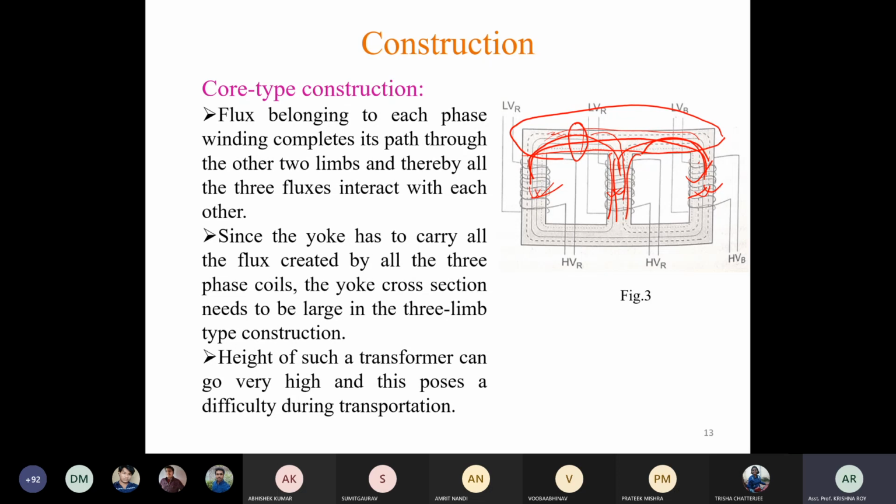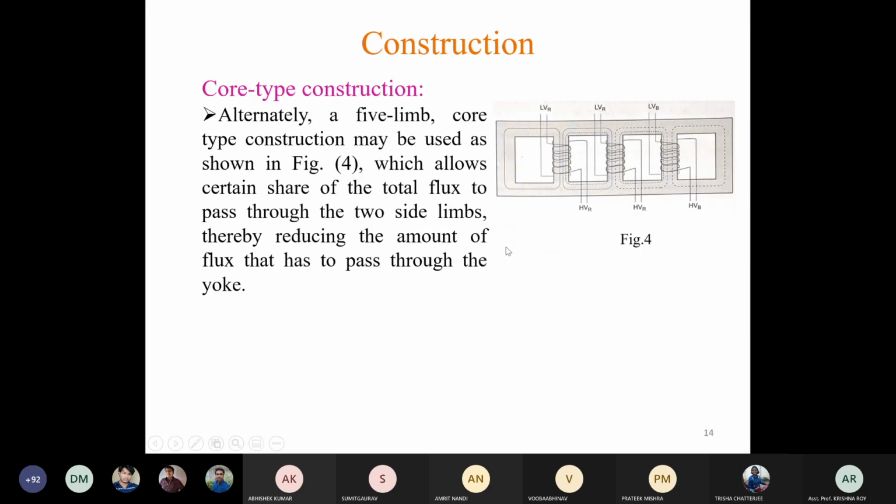If the height of the transformer is very large, then it is very difficult to transport it from the place of construction to the place of installation. So to reduce the height of the transformer, we can use this kind of construction. Here two extra limbs are used, which will take a certain portion of the total flux burden through it, and thereby decrease the height of the transformer.